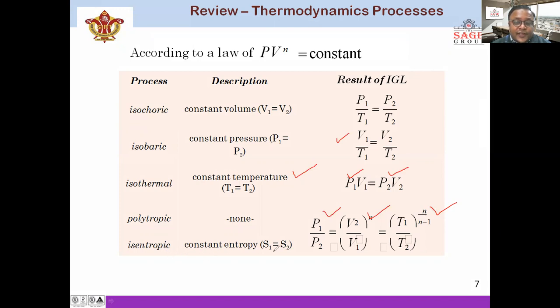Isentropic process, where entropy remains constant, the formula is S1 = S2, because the heat transfer is zero: no heat enters from the surroundings to the system and no heat leaves the system to the surroundings. When the heat transfer is zero, there is no change of entropy. It means entropy remains constant, and the process is called the constant entropy process, S1 = S2.